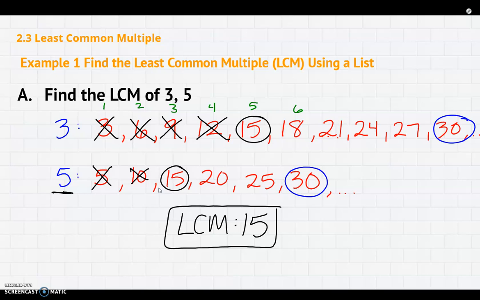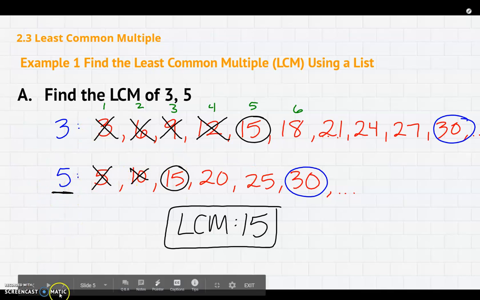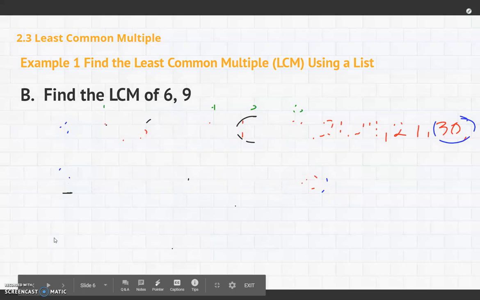So it'll take you a little bit less time to find the least common multiple if you start searching the list of the bigger number. In this case, it was 5. Just a tip. You can do this list and start searching the other list, but it's a little quicker if you do it the other way. Okay, now we're going to find the LCM between 6 and 9.